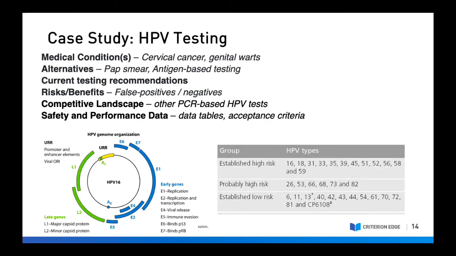Can it distinguish number 16 versus number 33? Also consider what types of samples can be used. In this case, it's cervical swabs, but can you detect HPV in blood samples or tissue biopsies? Or what about self-collected samples as opposed to samples collected in the clinic? This will also need to be included as part of your discussion within the alternatives section.